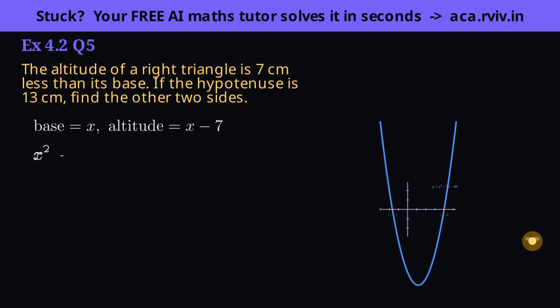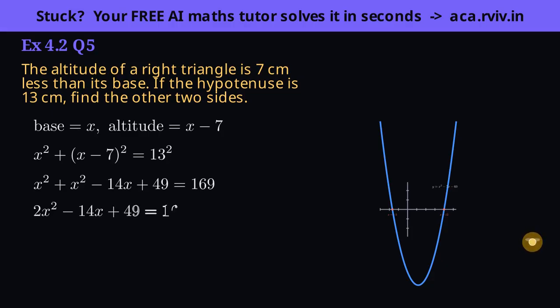Pythagoras says the two shorter sides squared and added equal the hypotenuse squared. So base squared plus altitude squared equals 13 squared. Squaring the sides is exactly what generates the quadratic. Expand. x minus 7 squared is x squared minus 14x plus 49, and 13 squared is 169. Combine the two x squareds into 2x squared. Move 169 to the left. 49 minus 169 is minus 120.